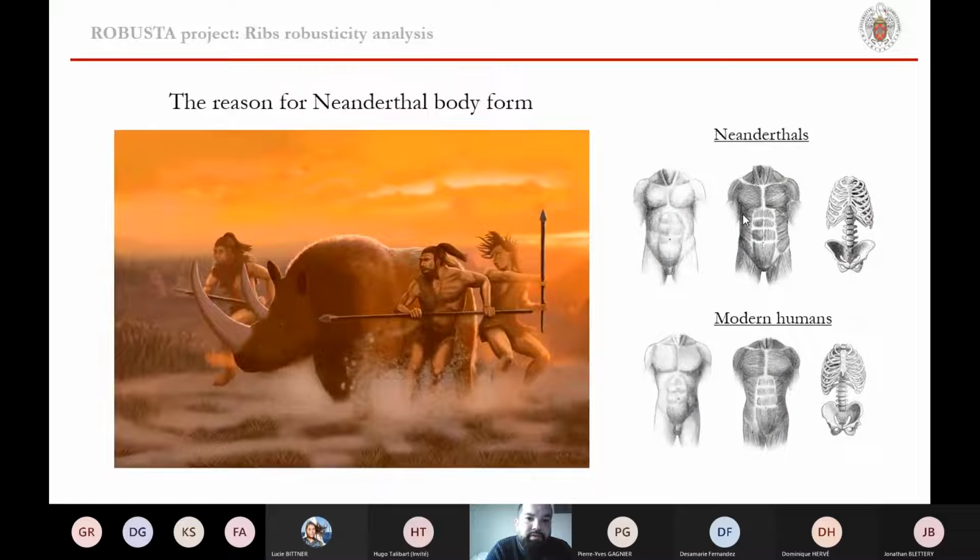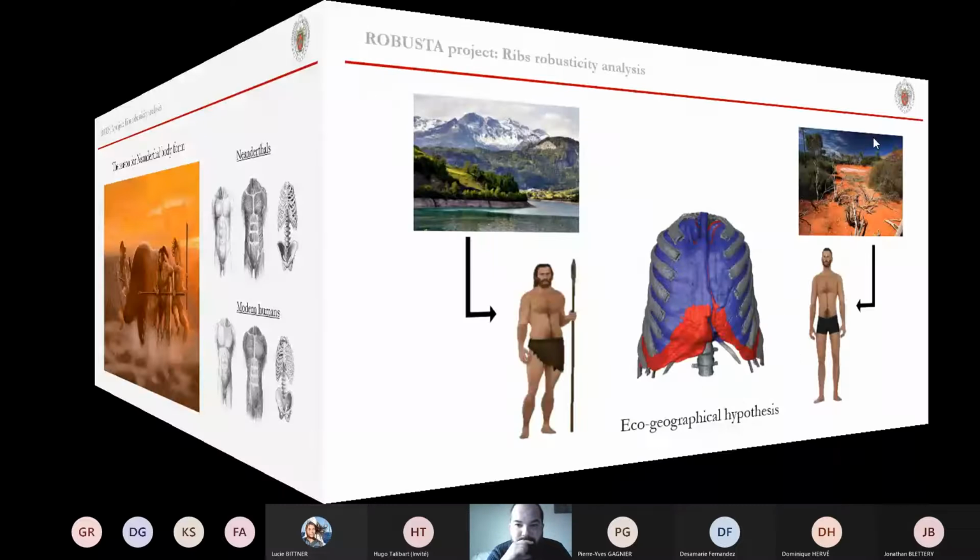But what is the reason for those differences in body form and in thorax shape, specifically between Neanderthals and modern humans? You can see here a reconstruction done by a paleo artist showing the differences between the Neanderthal torso, the Neanderthal thorax and pelvis, and the modern human thorax and pelvis. And we will see this in more detail in the next slides. But you see that the Neanderthal body shape is much wider than in the case of modern humans, caused by a wide pelvis and a wide rib cage.